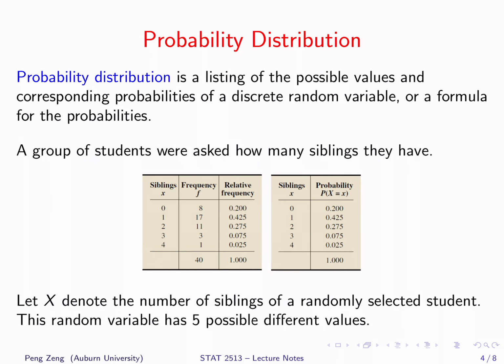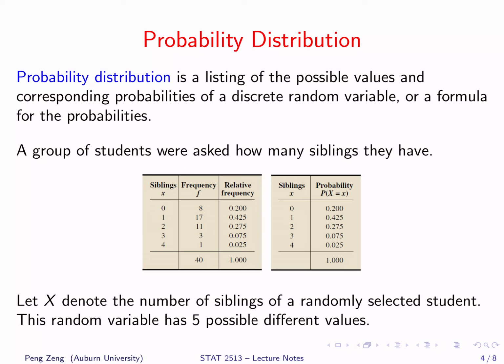A discrete random variable can be characterized by its probability distribution. The probability distribution is a list of the possible values and the corresponding probabilities of a discrete random variable. Sometimes the probability can also be expressed in terms of a formula.